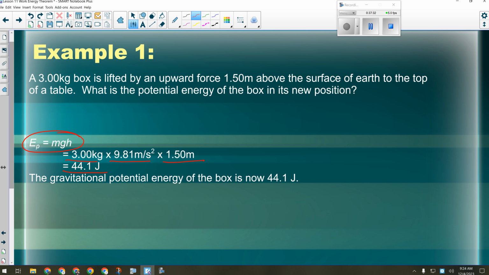The box was on the ground. I lifted it 1.5 meters. Now it has 44.1 joules of energy. How much work did they do?